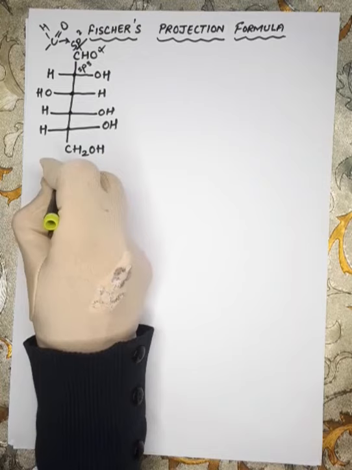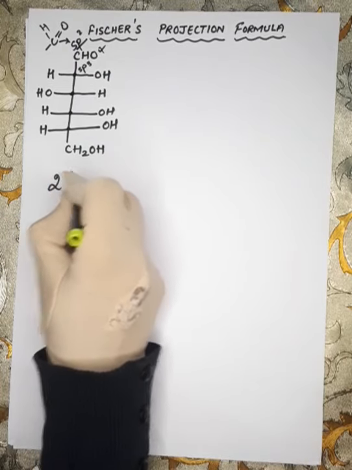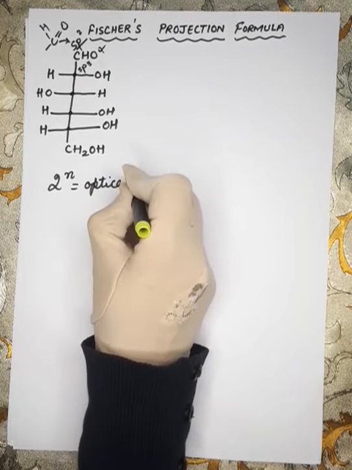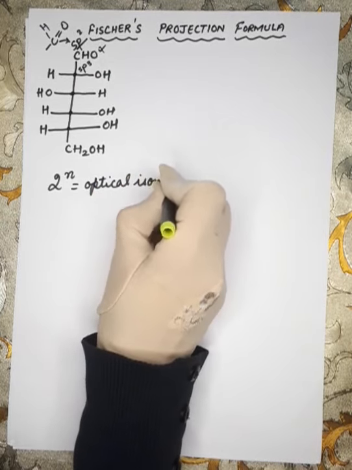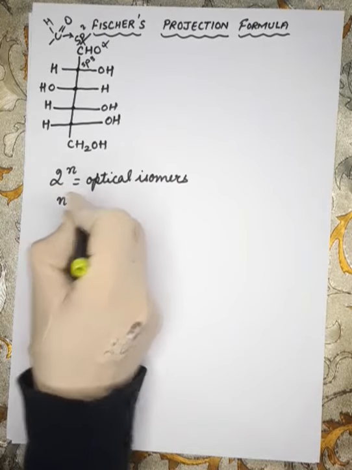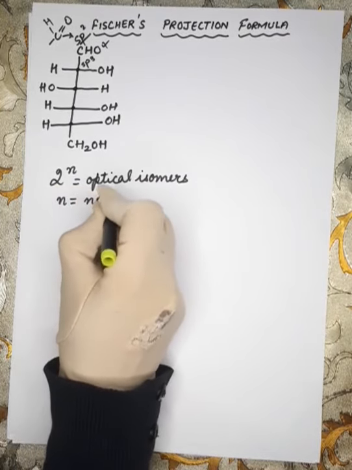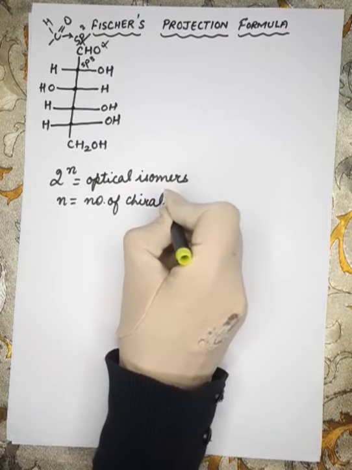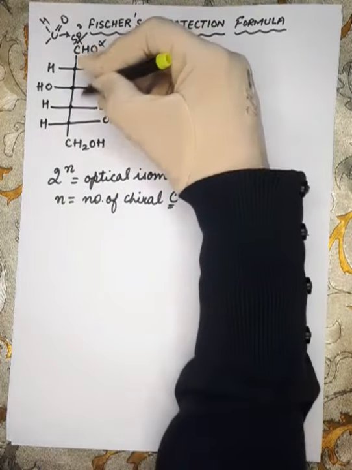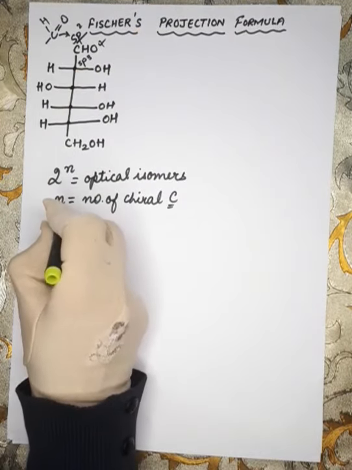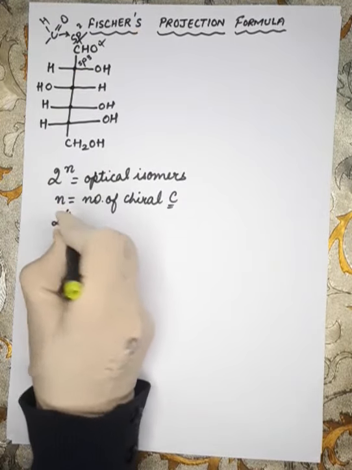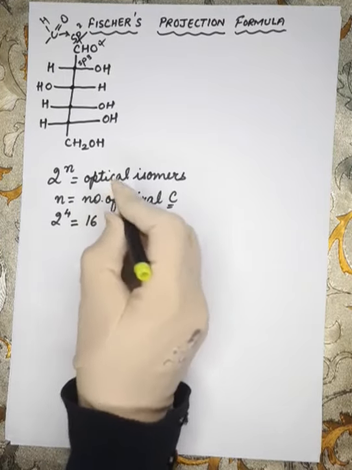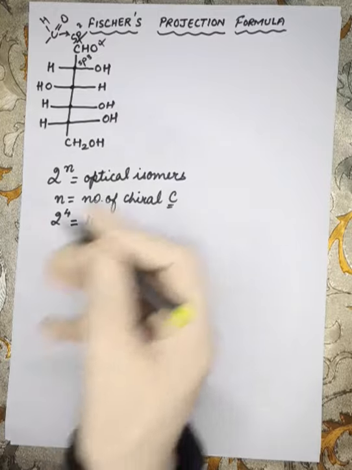Now let us write down the formula for finding out the total number of optical isomers: 2 raised to n. What is n? N is the number of chiral carbon atoms. So here let us see, 1, 2, 3, 4. So 2 raised to n means 2 raised to 4, which means 2 into 2 into 2 into 2, that will be 16. So 16 optical isomers are possible for glucose.